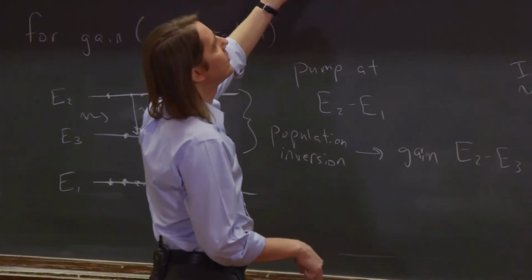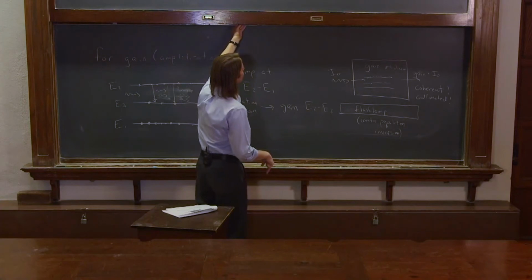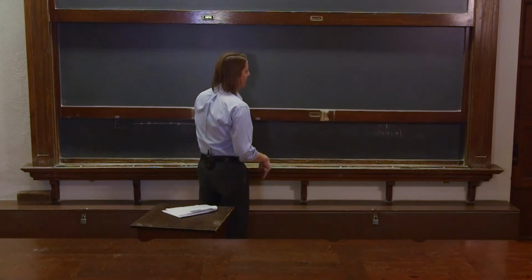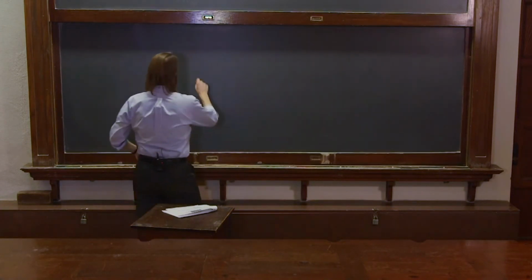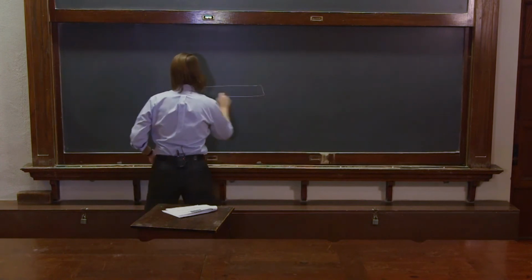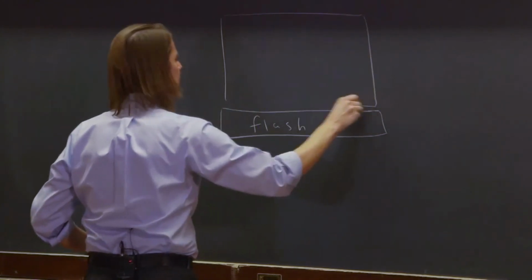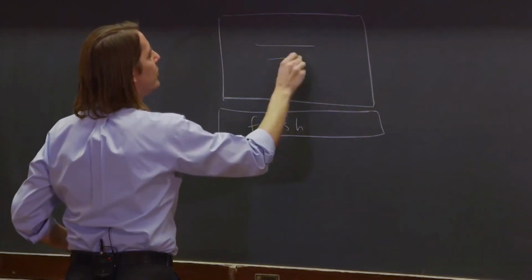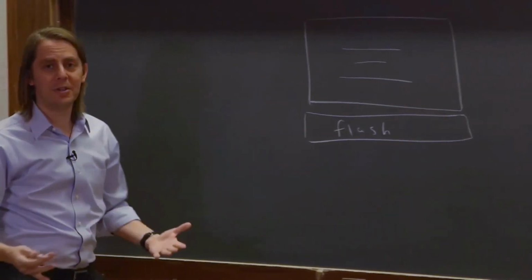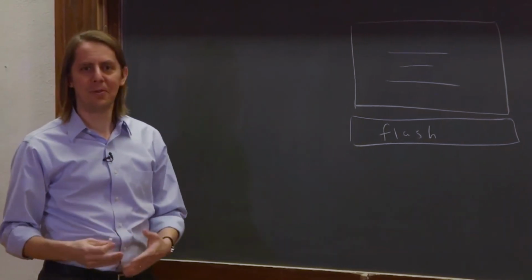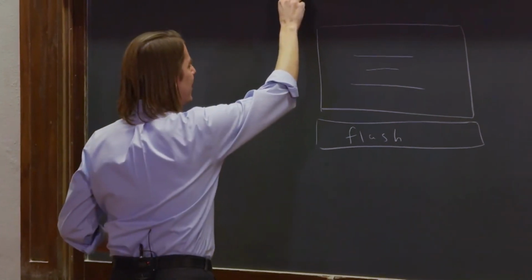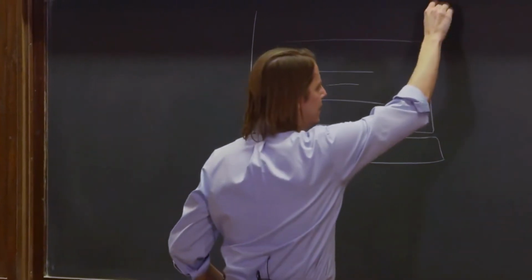So here's the trick. Let's see. Oh, good. There's an empty board here. So let's redraw. Here's our flash lamp. And here's our gain medium with the three levels like that. And the final thing you need is multiple beam interference. You need to put the whole thing inside of a resonant cavity.